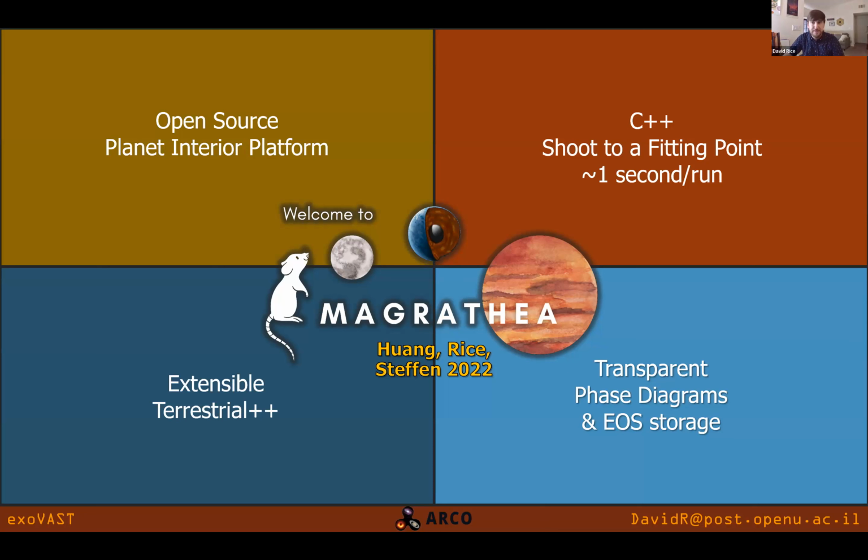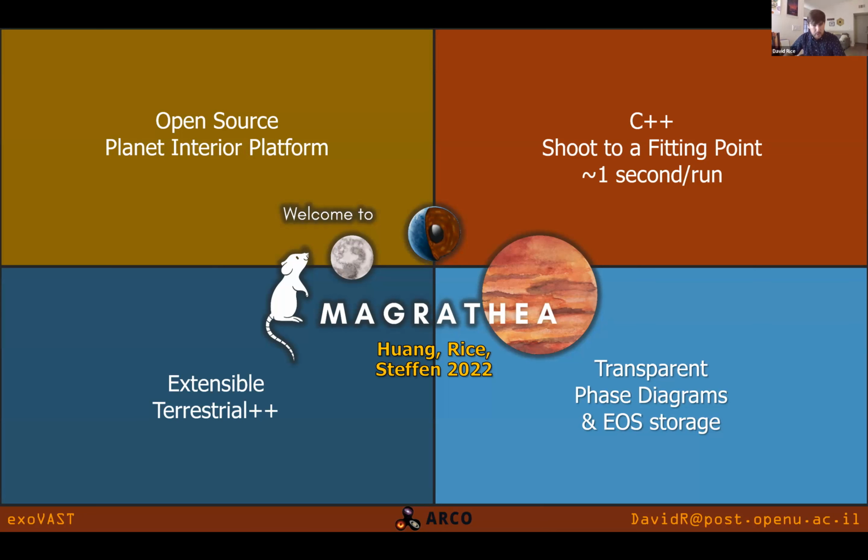It uses a shooting to a fitting point method. That's just to say it's wicked fast. It takes about 1 second to run a planet. Although I use it mostly for terrestrial planets, it's extensible. We can do sub-Neptunes with it, mini Neptunes, even up to Neptune. If you provide the equation, we'll solve it. We just need to think about where these equations should be used within these planets. And in many of these parameter spaces, we don't have better equations. And it's also transparent, which I'll talk about a lot in this talk.